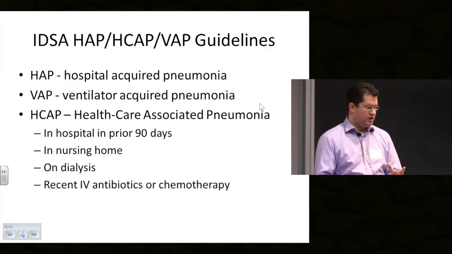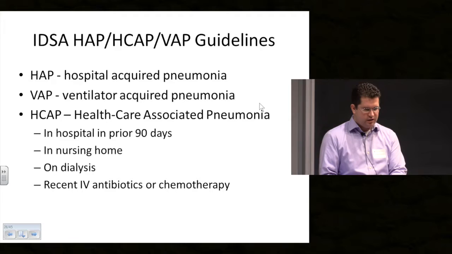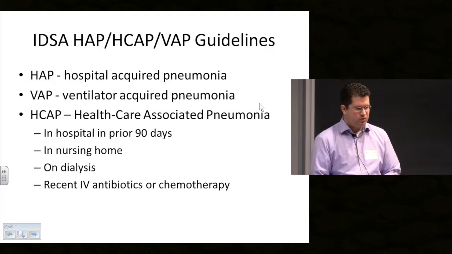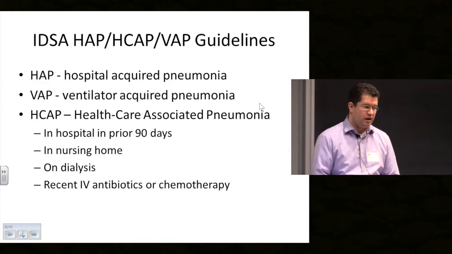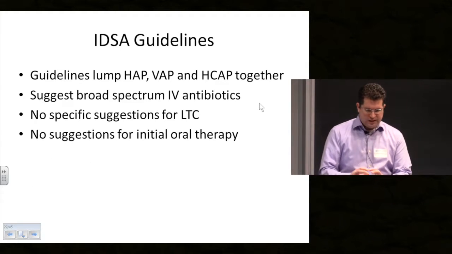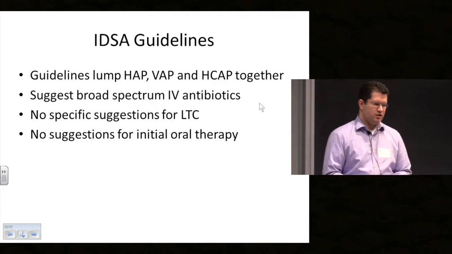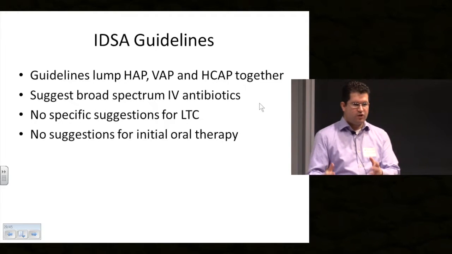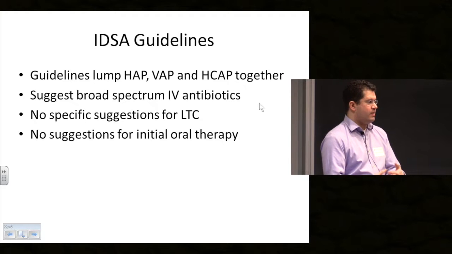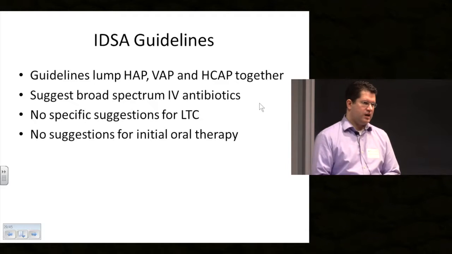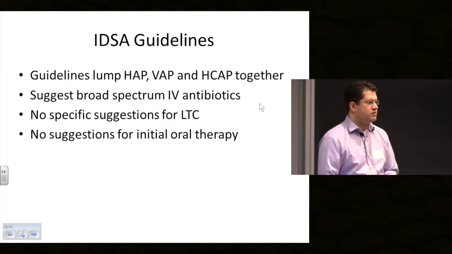So IDSA has pneumonia guidelines, and they roll this all into one, and they talk about hospital-acquired pneumonia, ventilator-acquired pneumonia, and this entity that long-term care falls into, which is healthcare-associated pneumonia. People that have been recently hospitalized, people that reside in long-term care, who are on dialysis, or have recently had IV antibiotics or chemotherapy, and they lump it all together, and they suggest broad-spectrum antibiotics for all of them, without specific recommendations for long-term care, and starting with oral antibiotics isn't an option for any of them. So if your patient in long-term care is unwell with pneumonia and they need to be transferred to hospital, I suppose these guidelines may be relevant, but if you're dealing with them in long-term care, this is not really what we're looking for.